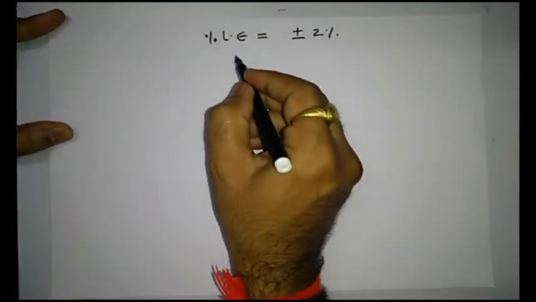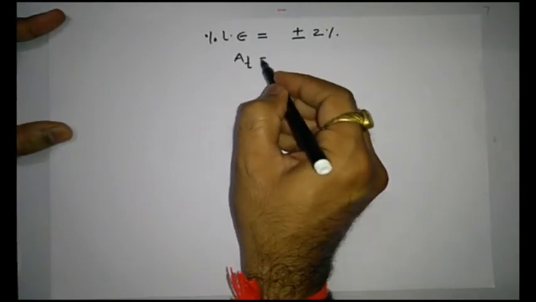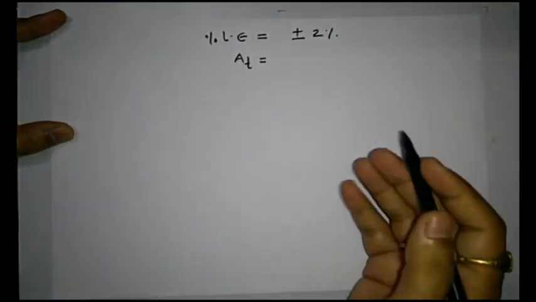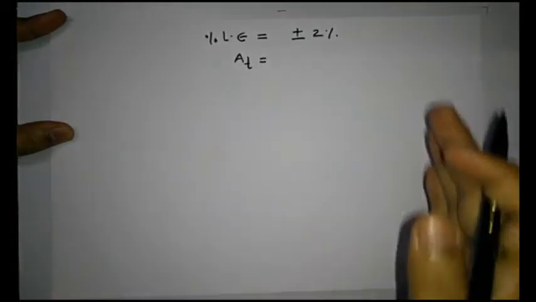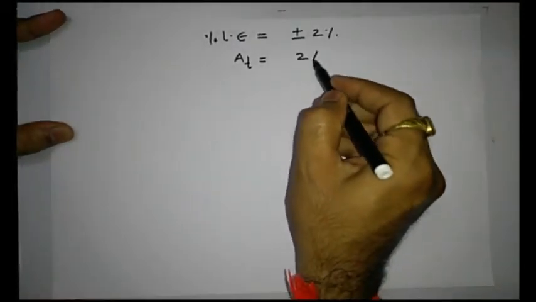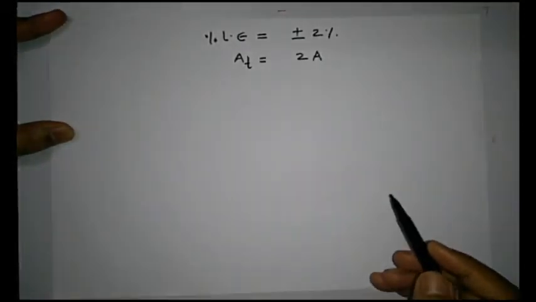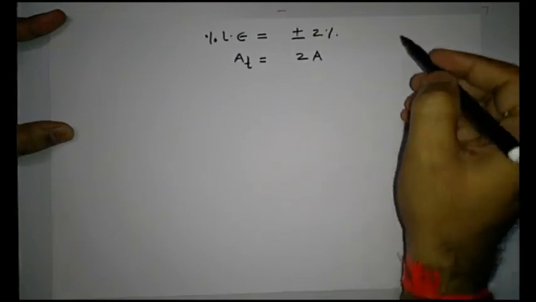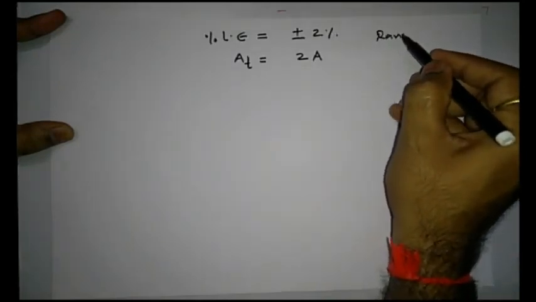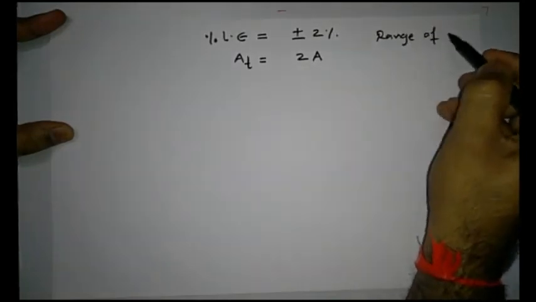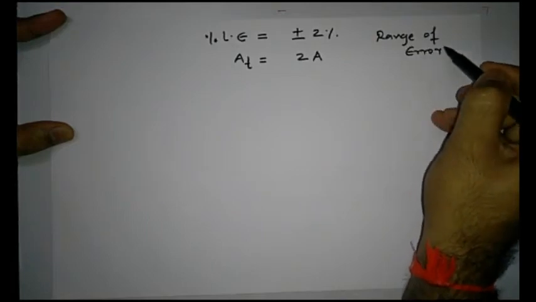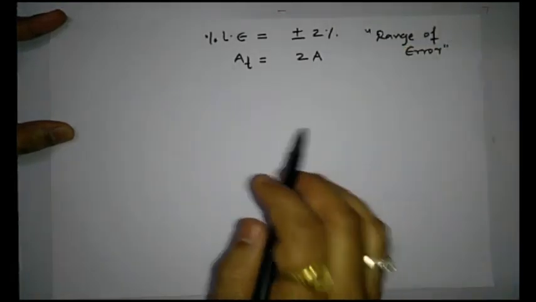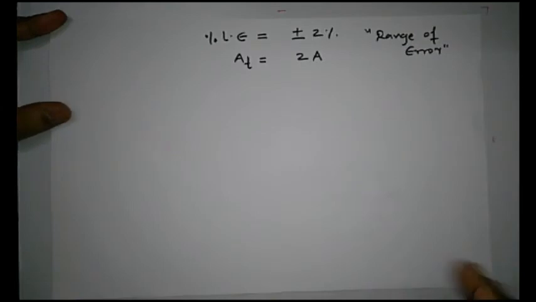And let us consider that the true value of circuit current, or you can say the actual value of current flowing through the circuit, is say 2 ampere. And in this case our objective is to calculate the range of error. How to calculate this range of error, or you can say the range of reading? So let us try to solve this case.